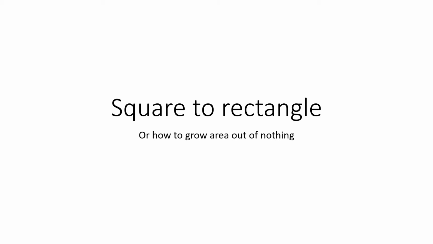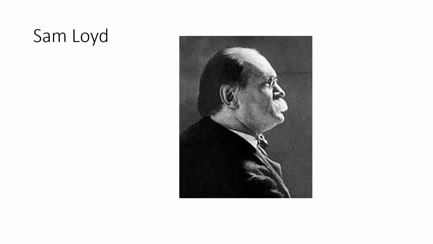Well, hello everyone. We're going to try a little experiment here. We are going to cut up a square, turn it into a rectangle, and see if we see any problems with that, mathematical problems. Sam Loyd was an American maker of puzzles and chess problems who lived from 1841 to 1911, and he came up with this paradox that we're going to study today.